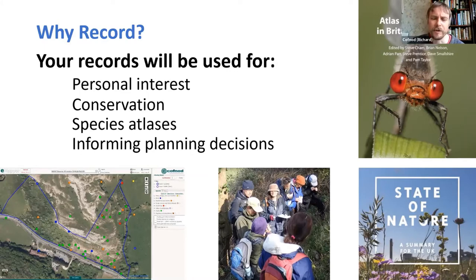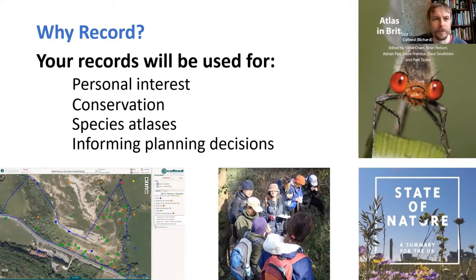And then data is also useful for planning decisions as well. So unless we know where badger setts, pine martens, water voles are, who can take them into account if we don't have the records? So please bear that in mind. If you see something interesting, let us know, and then the right people get to know about these species and can consider them in their decisions.